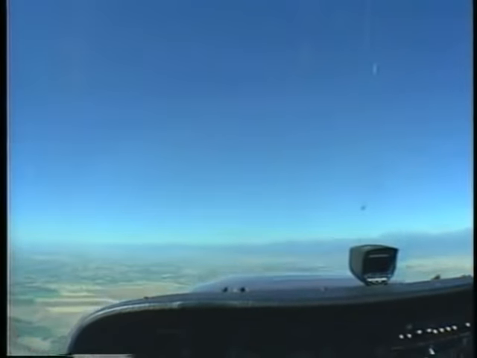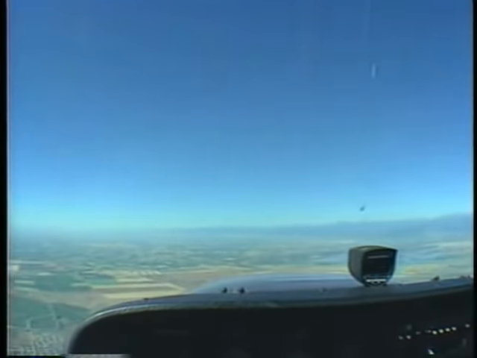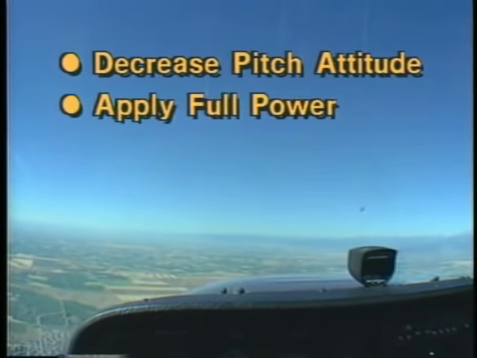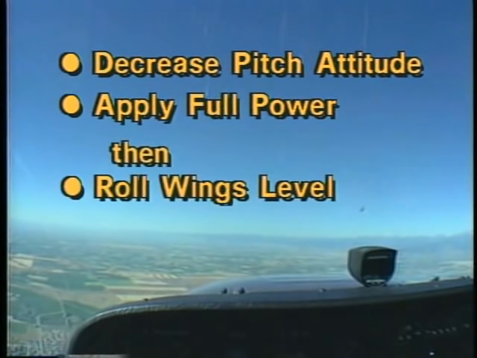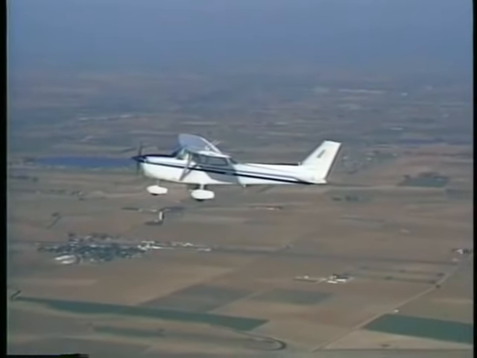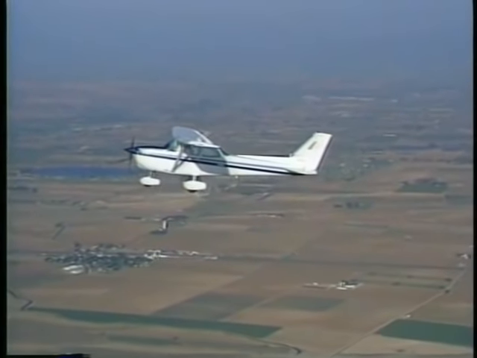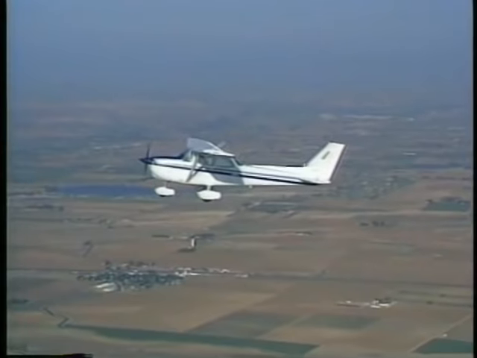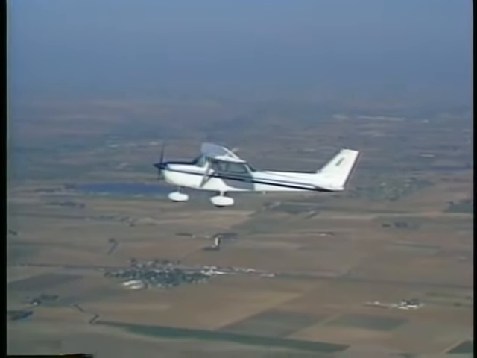Since you still have control of the airplane at this point, recovery from the near stall condition can be made by decreasing the pitch attitude as you apply any remaining power. Then the wings should be rolled level. When there is no danger of a secondary stall, return to straight and level flight or a climb by retracting the flaps if they were used. However, if you don't recover at that point, the airplane will stall and the pitch attitude will decrease abruptly because of the excessive nose-high attitude.